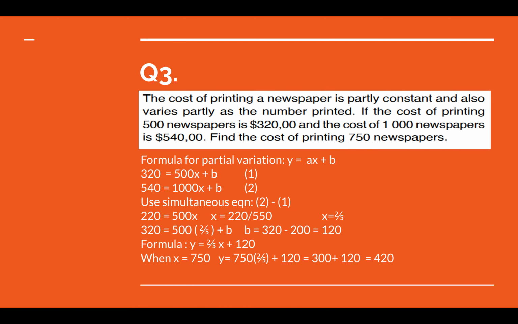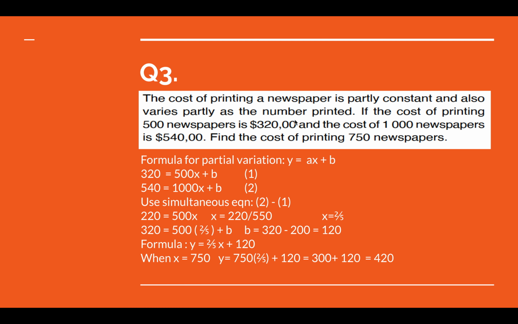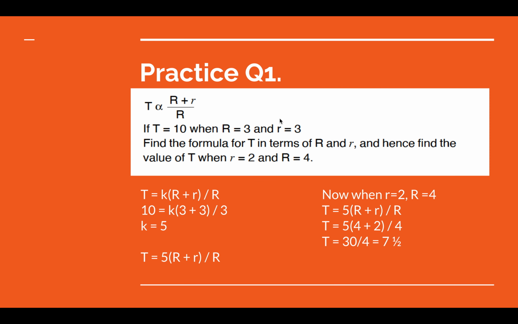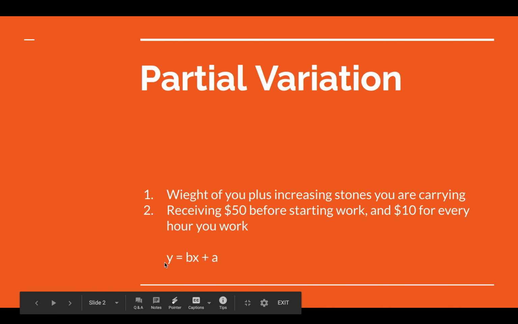Exercise number 3 is very similar to exercise number 2, so we'll just go right into it. We're told that the cost of printing a newspaper is partly constant and also partly varies as the number printed. So when we see partly constant and partly varies, we know that that is partial variation, and we know that the general formula is going to look like this: y is equal to bx plus a.